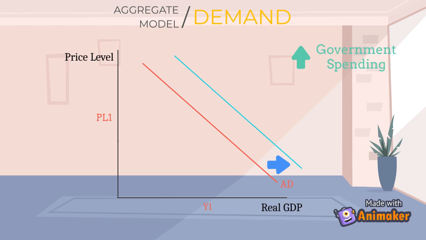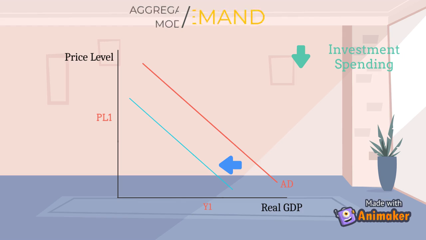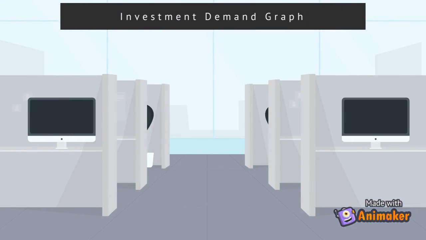If a nation imports more than before, net exports will decrease, as it is the difference between exports and imports, and the AD curve will be shifted to the left. Finally, changes in investment spending will also affect aggregate demand. Increases in investment spending will induce a rightward shift of the AD curve, whereas decreases will shift it leftwards. However, unlike other determinants of aggregate demand, investment spending is influenced by interest rates, and the relationship can be visualized through the investment demand graph.